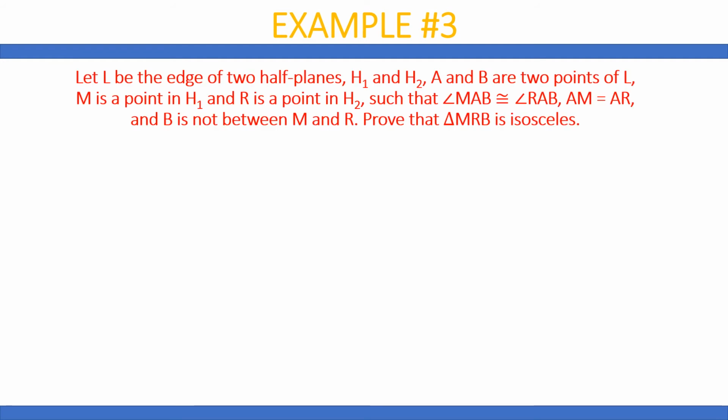Example number 3. Let L be the edge of two half planes H sub 1, H sub 2. A and B are 2 points of L. M is a point in H sub 1 and R is a point in H sub 2, such that angle MAB is congruent to angle RAB, AM is equal to AR, and B is not between M and R. Prove that triangle MRB is isosceles.